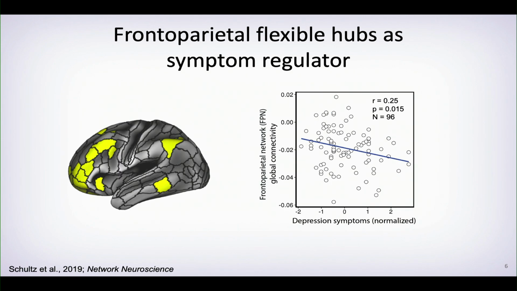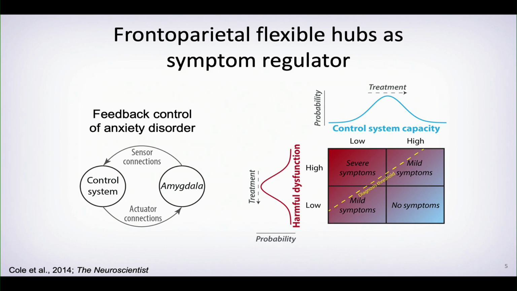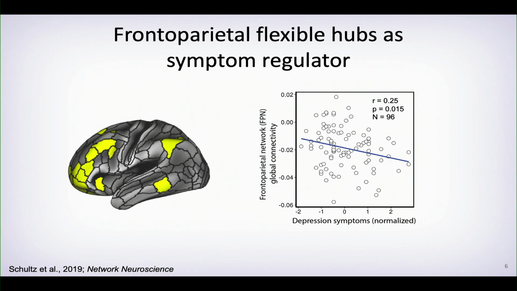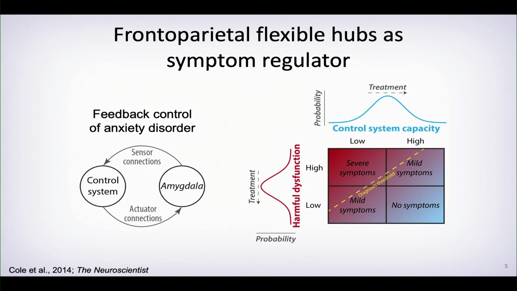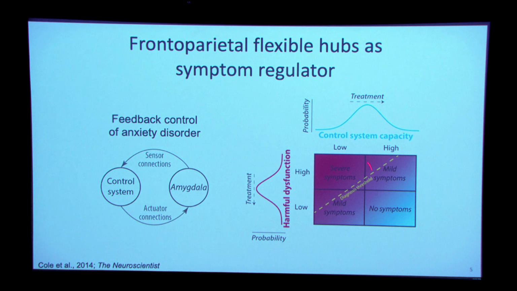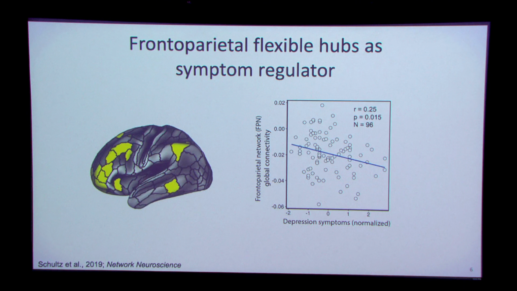We published on this theory back in 2014, and over the next couple of years, we collected a large data set in healthy individuals, but because all of this is a continuous issue here, we wanted to see if we collected depression symptoms, would we see some evidence of control system capacity correlating with individual differences in depression symptoms, and indeed that's what we found.